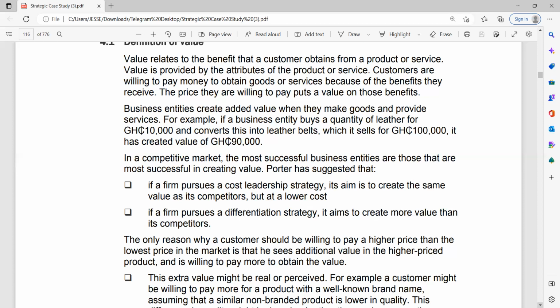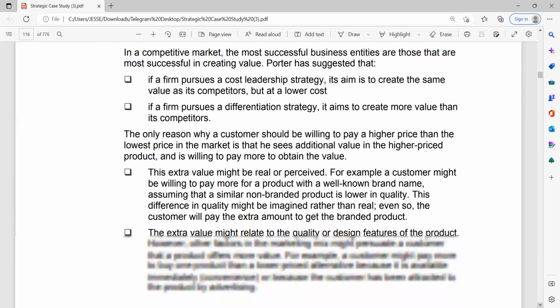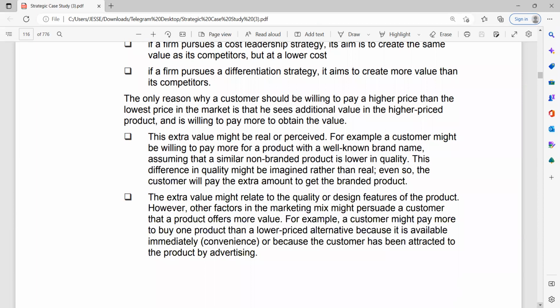The only reason why a customer should be willing to pay a higher price than the lowest price in the market is that he sees additional value, right? If a customer sees value, then they'll be willing to pay a higher price. One of the things you need to know here is that value can be real or perceived. And what does this mean?